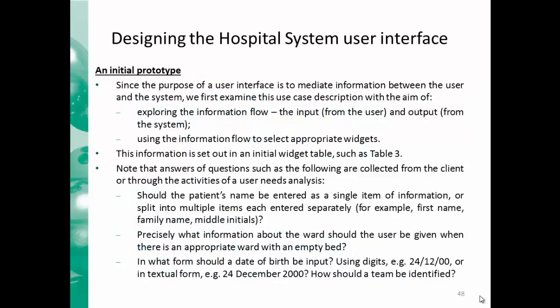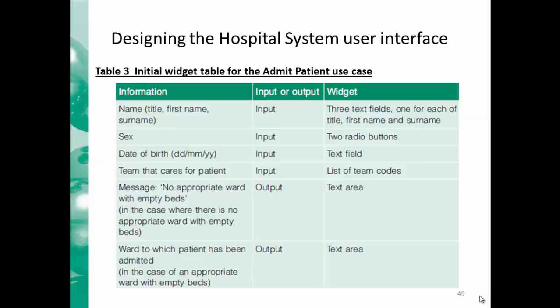So we need to build a prototype for this design. Before building the prototype, we may build the initial widget table to decide what components and widgets to use to record all the data required in the use case. Here you find the initial widget table having three columns: information, input and output, and the widget we are going to use. If you take them item by item, you find that they are the data that we need to record for the hospital system use case admit patient.